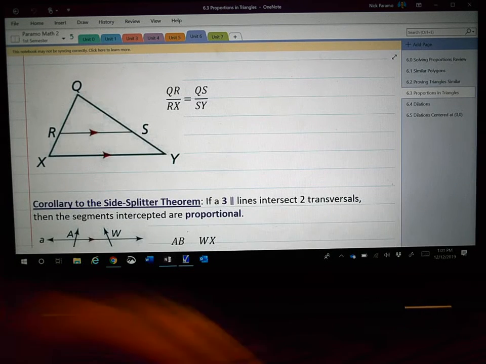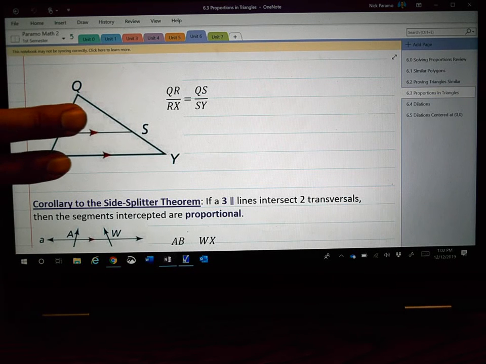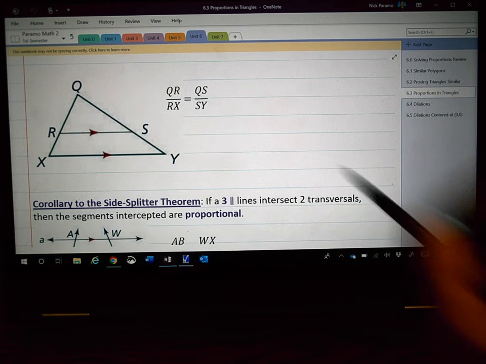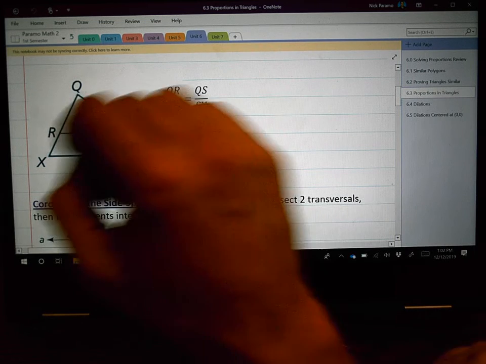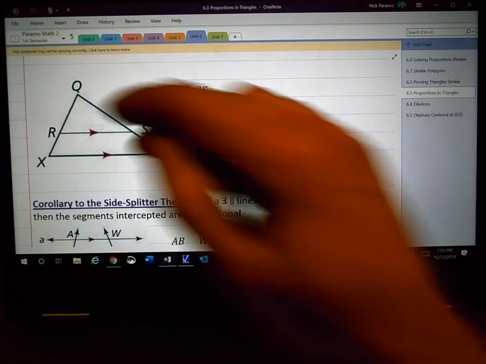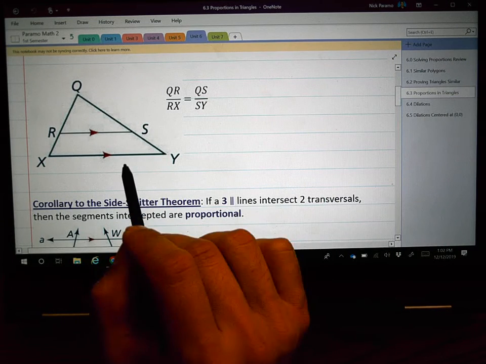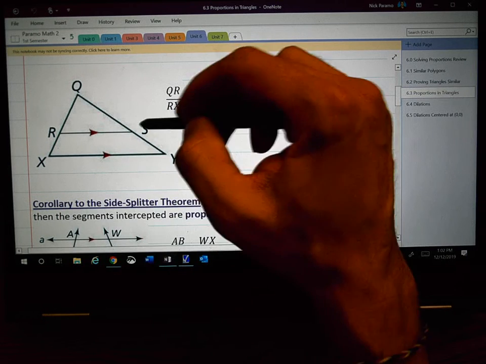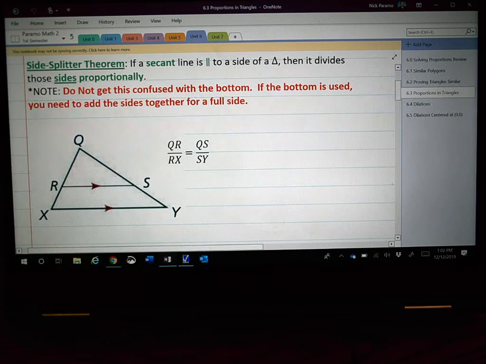We learned something called Side Splitter. The 2 lines that were parallel would cut the sides into equal proportions. When we had the sides cut into equal proportions, we are not cutting RS and we're not cutting XY. What we are cutting is the side QR and RX and QS and SY. So many people confused this with the bottom.